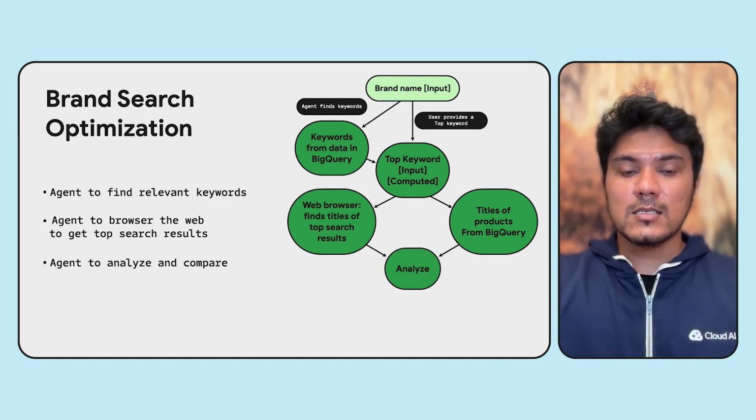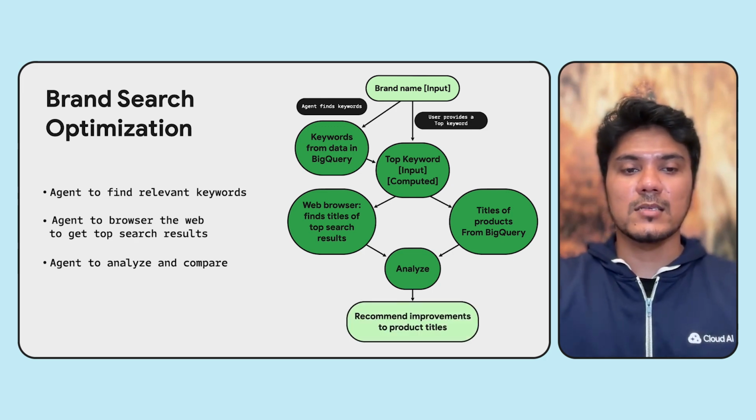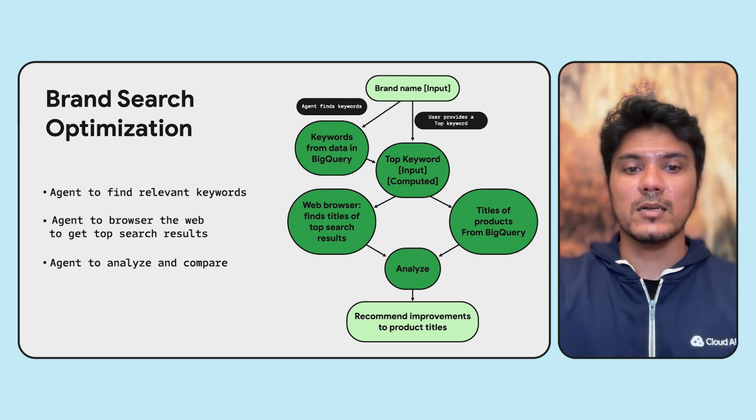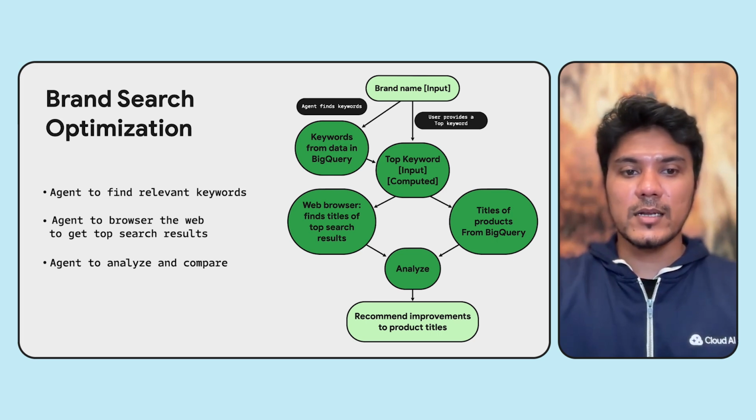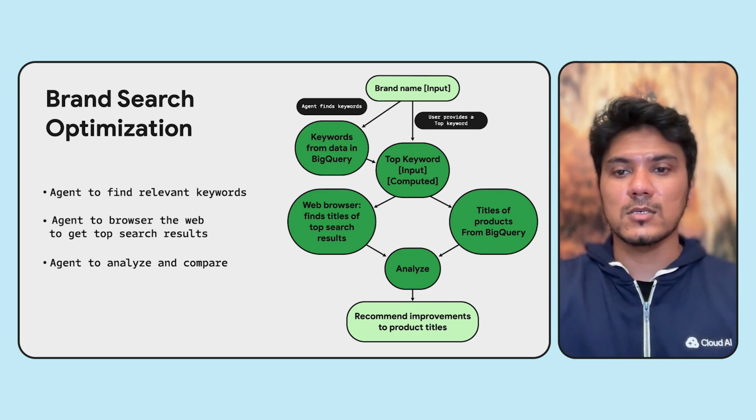The analysis and the comparison then yields a report where you can see the comparison side by side with the titles of your brand versus the top brands. And then you can find out insights like what are the missing keywords, what extra information needs to be added so that your brand comes at the top for those search keywords. Okay, so now that we have seen the flow of the agent, let's move to the architecture.